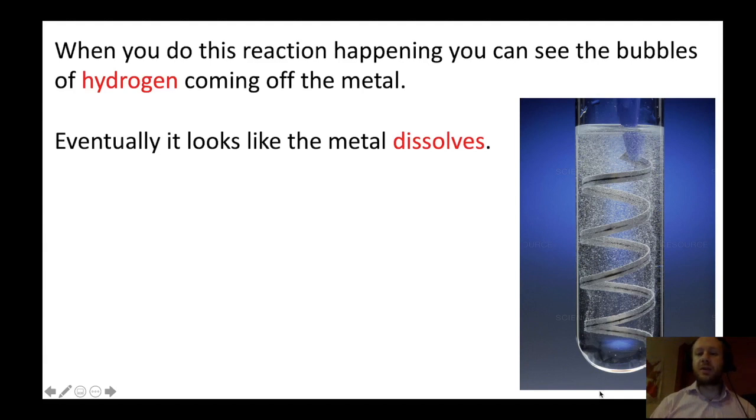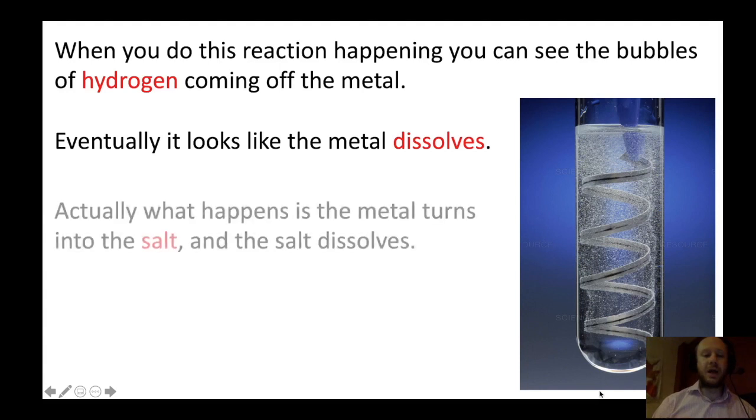When you do this kind of chemical reaction, you can see something that happens like this. Here's a metal, it's magnesium, in some hydrochloric acid, and you can see bubbles of hydrogen gas appear on the surface of that coil of magnesium. Eventually it will look like the metal dissolves, it disappears completely. But that isn't actually what's happening. The metal is reacting with the acid and becoming a different substance. That new substance is what dissolves. So the salt that you make in the chemical reaction dissolves, which makes it look like the metal is disappearing.